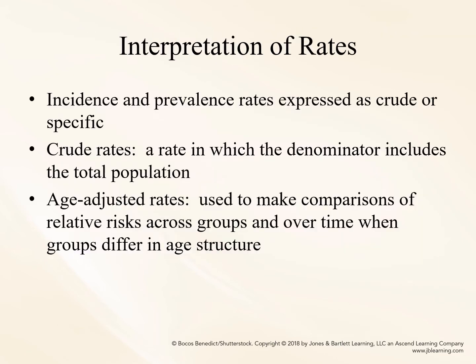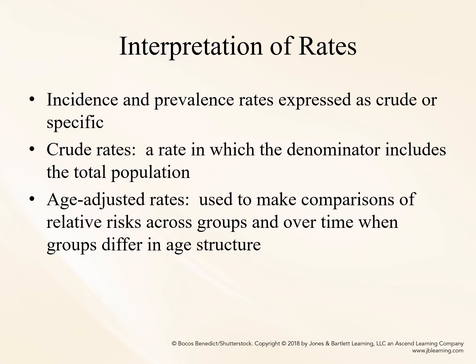Now, the interpretation of rates is very important to understand. Right? A lot of people see these kind of health statistics and assume they know how to read them, and they're often wrong. Okay? So incidence and prevalence rates can be expressed as crude or specific. So crude rates are the rate in which the denominator includes the total population. So everybody that's at risk is included.